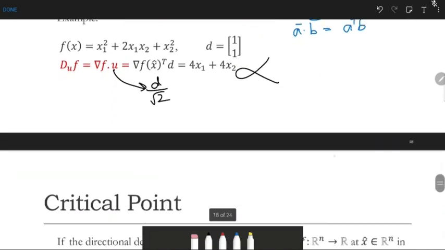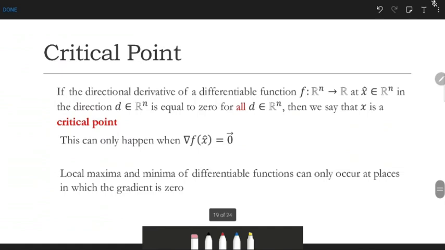Good. Critical point. A critical point is just like an extreme point. If the gradient is 0 at any place, the gradient is a vector, so you can't simply write 0. It is a 0 bar vector, a null vector. So if the gradient is a null vector at any place, whatever it is, that point is called a critical point. That's it. Nothing much here.